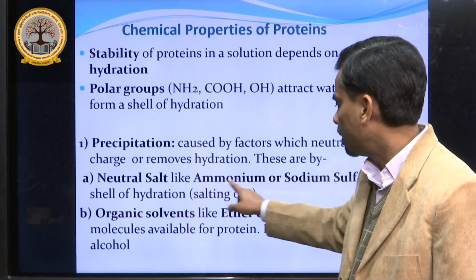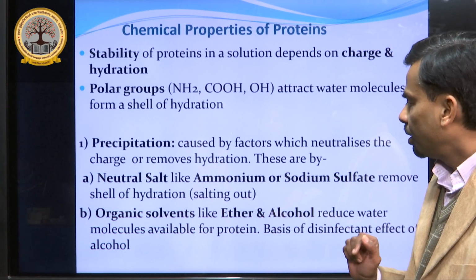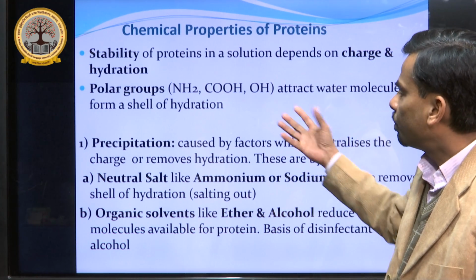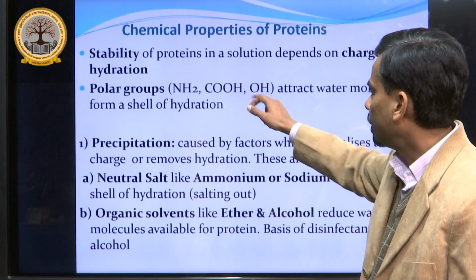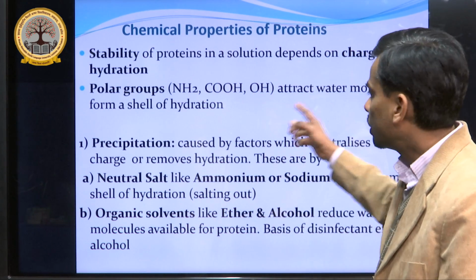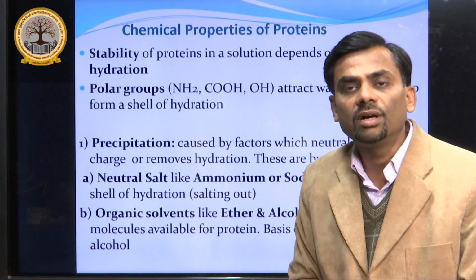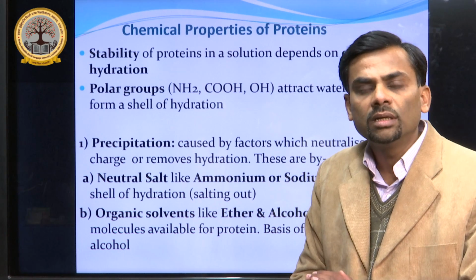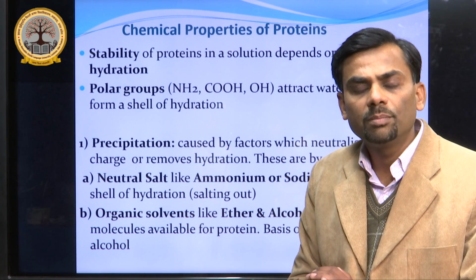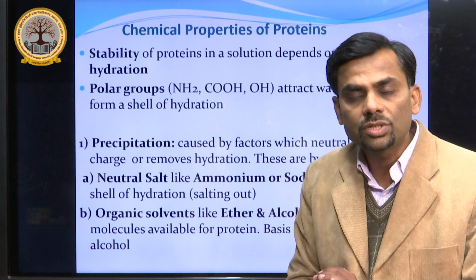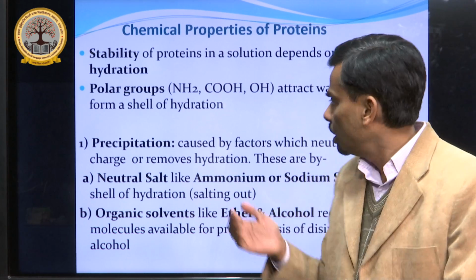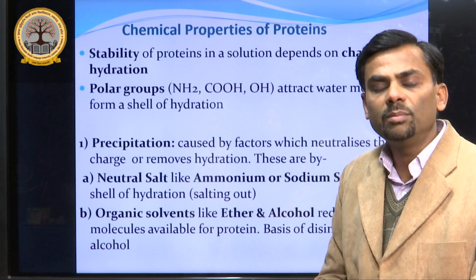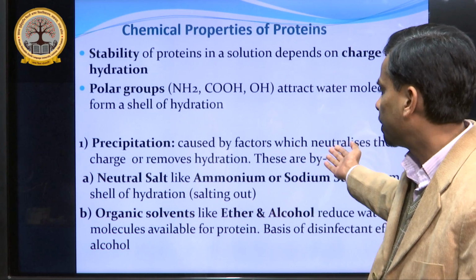These are neutral salts like ammonium or sodium sulfate, and organic solvents like ether and alcohol. In these proteins, the polar groups, that is the amino group, carboxyl group and hydroxyl group, attract water molecules toward each other to form a shell of hydration. If this shell of hydration is broken, then these proteins will precipitate; they become insoluble. What are the agents which cause insolubility, which break this hydration, or disturb the charge atmosphere of the amino acids or protein? These are described here.